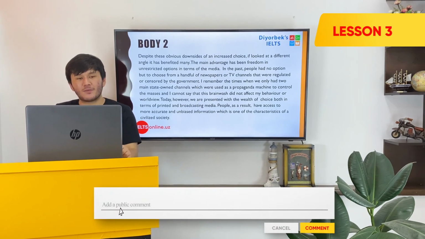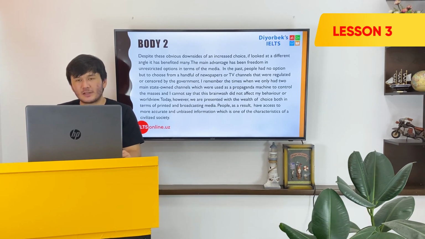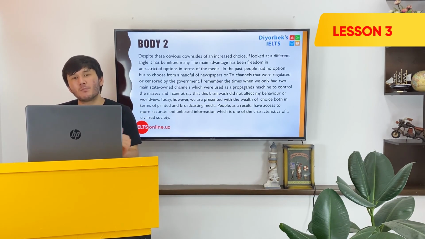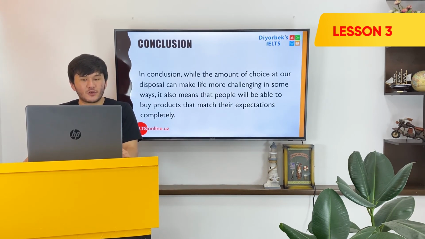So when you have a balanced approach, make sure that you choose correct transitional signals so that you show the relationship more smoothly. So again, in my final paragraph, I need to summarize my main ideas and restate my position. In conclusion, while the amount of choice at our disposal can make life more challenging, more difficult in some ways, it also means that people will be able to buy products that match their expectations completely. So I have included my main ideas and I also stated my position clearly.